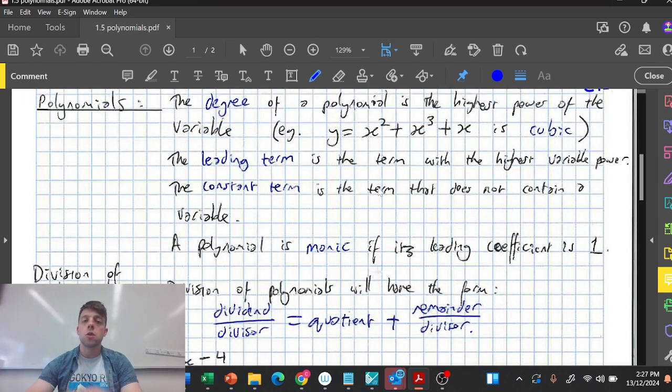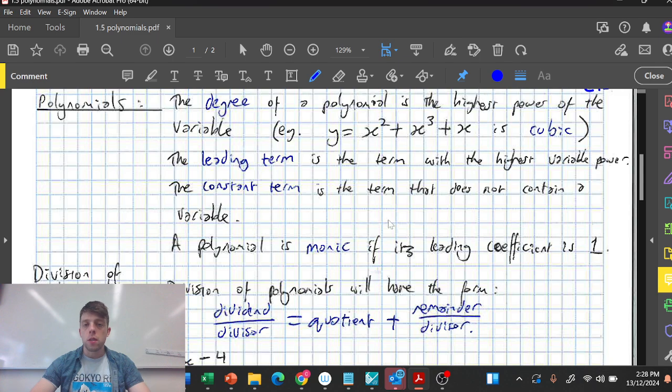The leading term is the term with the highest variable power. So notice that in this expression, you might say the leading term is x squared because it's the one that was written first, but it doesn't matter which way we add up. We say that addition is commutative because a plus b is the same as b plus a. So the way that we define the leading term is just the term with the highest power. In this equation, the highest power is 3, so this is a cubic, and the leading term is x to the power of 3.